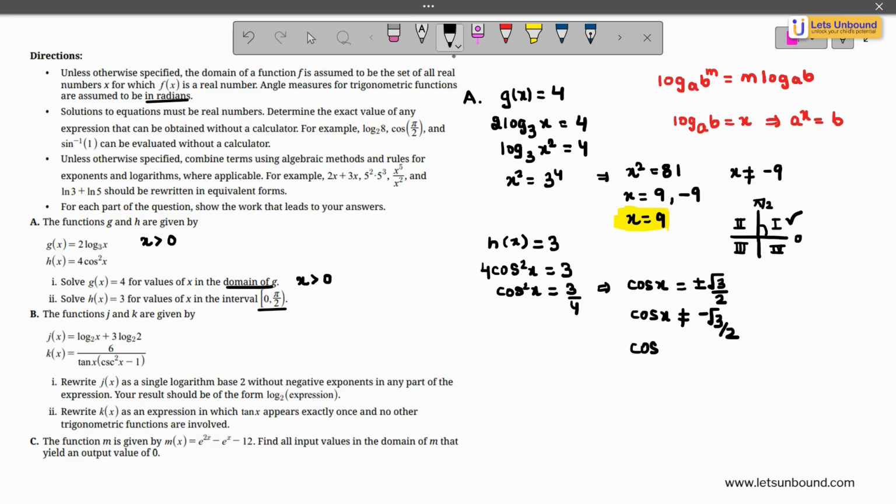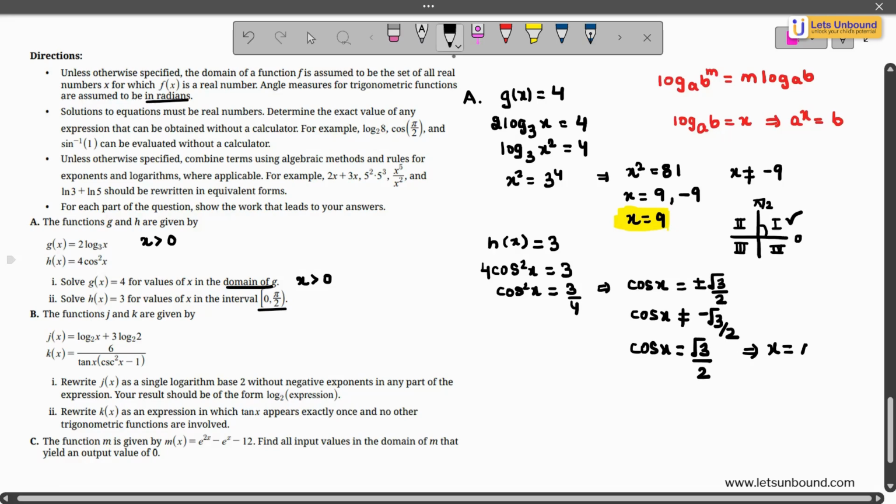Hence, cos x will have a value of positive root 3 over 2. Now we know cos x is positive root 3 over 2 at 30 degrees. Hence x, and we have to write down our answer in radians only, so x must be equal to pi by 6. So the answer for this one is x is equal to pi by 6.